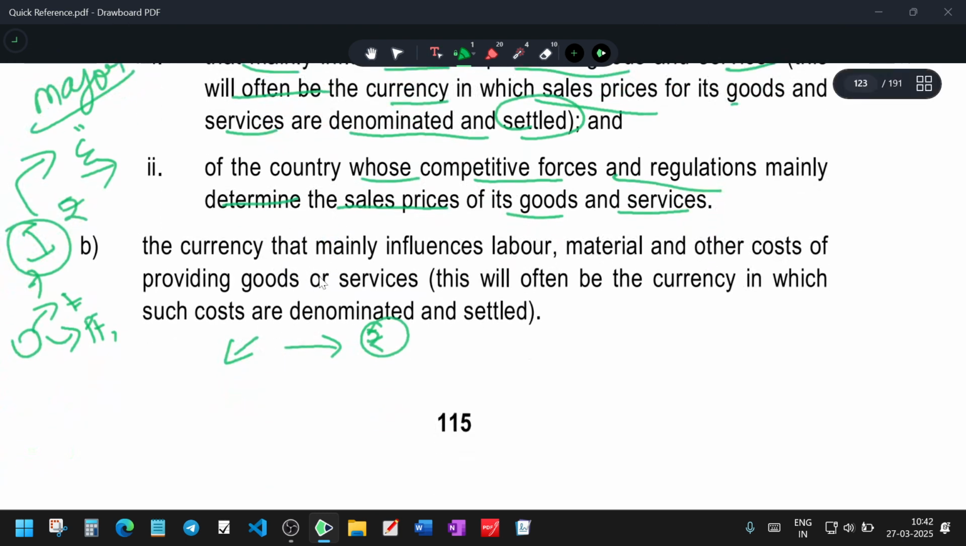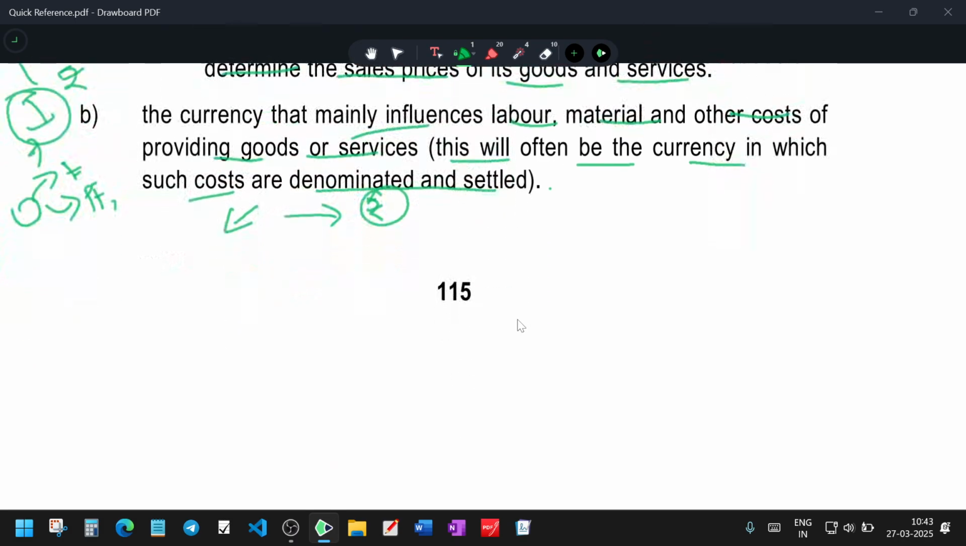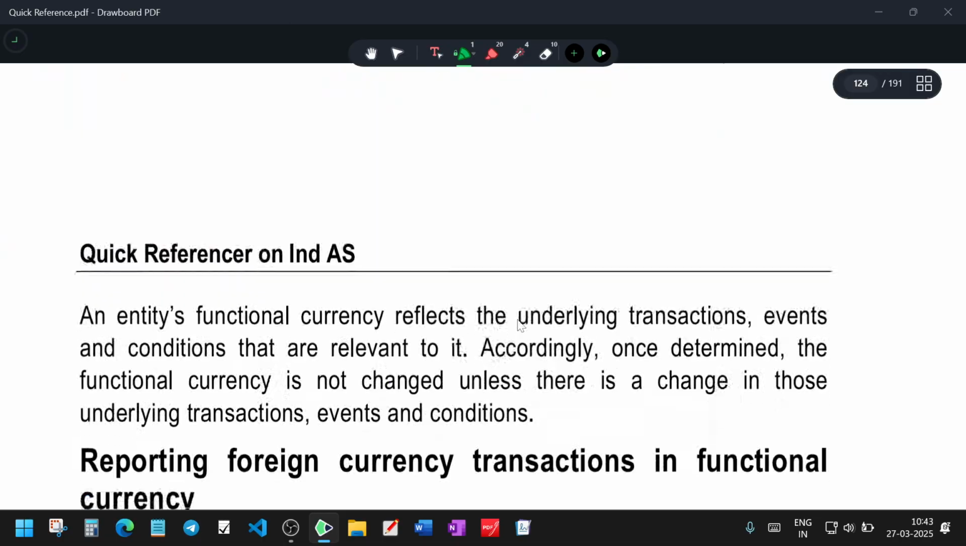Okay. The currency that mainly influences labor, material, and other cost of providing goods and services will often be the currency in which the costs are denominated. So you should understand this. Labor, material cost, and cost of providing goods and services all have to be considered, and the currency with the major influence should be considered as the functional currency.